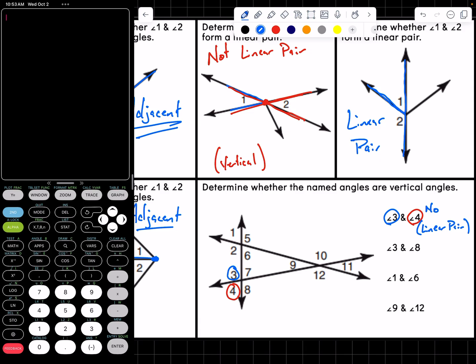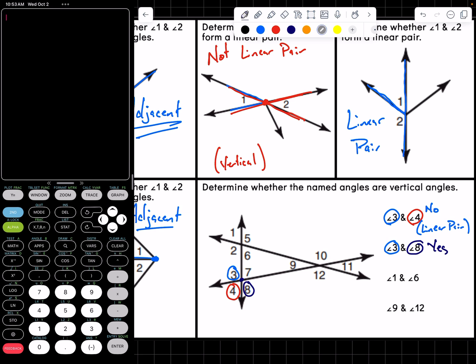All right. Let's take a look at 3 and 8. So we still have 3. Let's take a look at angle 8 and how it relates. Angle 3 and angle 8, well, they share a vertex. That's the only thing that they share. They're opposite sides of intersecting lines. They're opposite angles. So yes, these would be considered vertical angles.